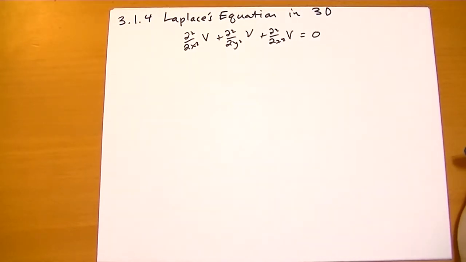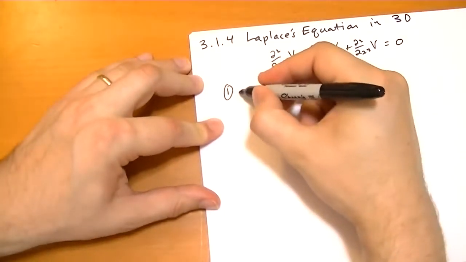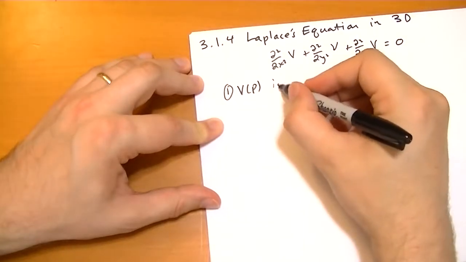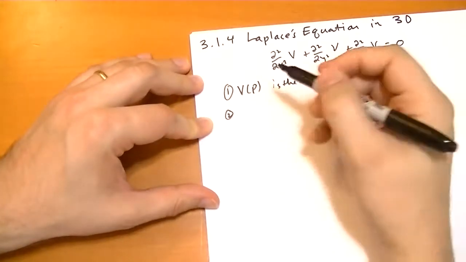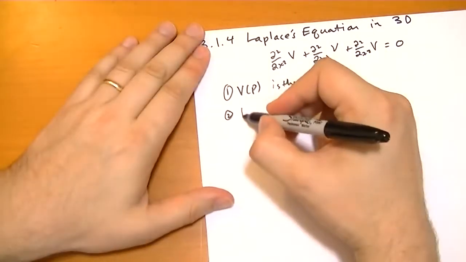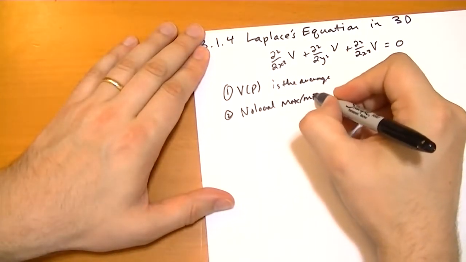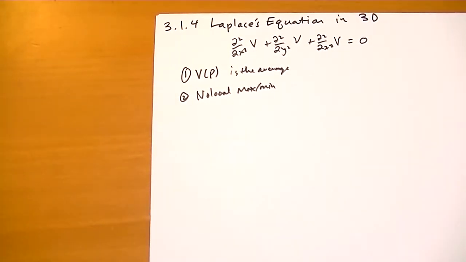It's kind of hard to extrapolate the rubber sheet, you know, that odd shape I gave you in the last lecture, to 3 dimensions. But the two facts are consistent. One, the potential at a point is the average of the neighbors. Two, there is no local max or min. Okay, so the extremes are going to occur on the boundary conditions for whatever solution you find.